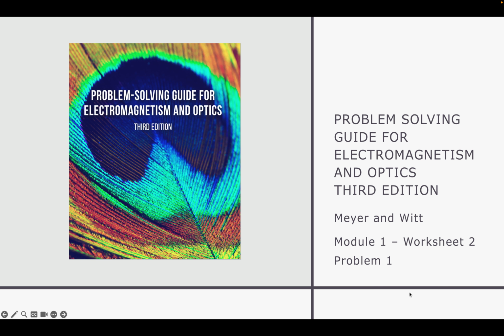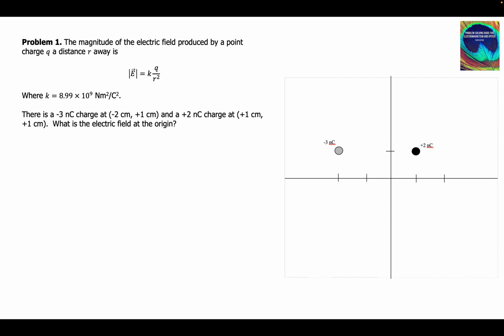This is problem 1 of Worksheet 2 for Module 1 in the book Problem Solving Guide for Electromagnetism and Optics. It involves 2 point charges: a minus 3 nanocoulomb charge at minus 2 centimeters, plus 1 centimeter, and a plus 2 nanocoulomb charge at 1 centimeter, 1 centimeter. We want to know the electric field at the origin.